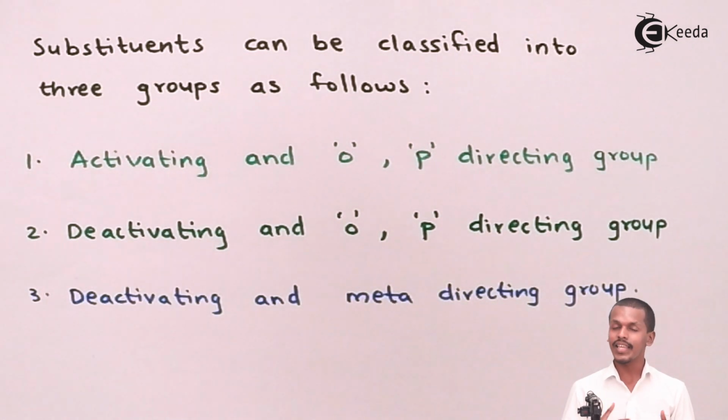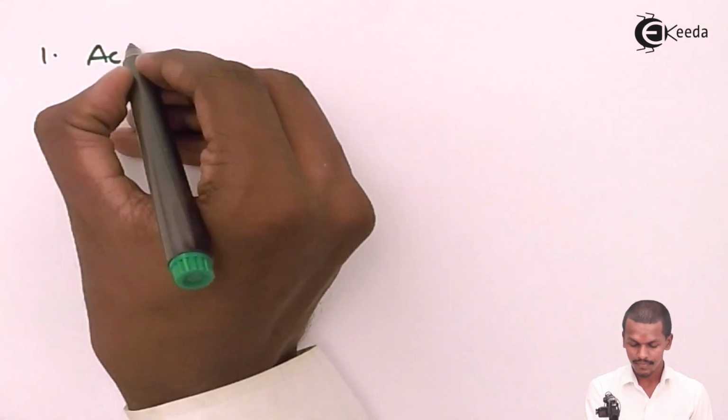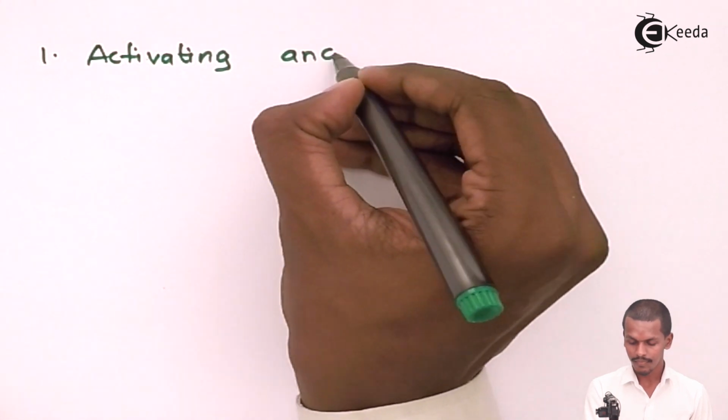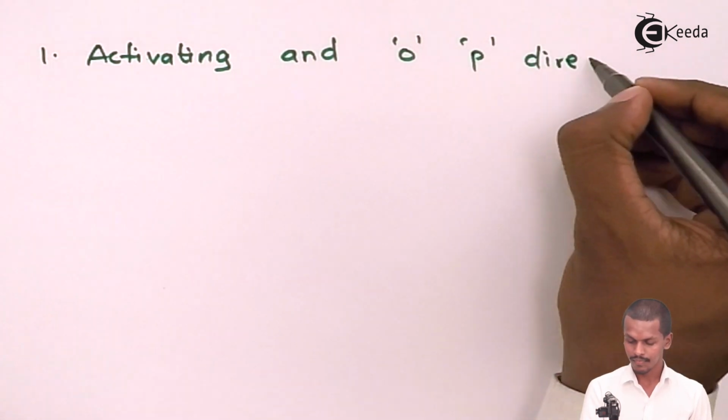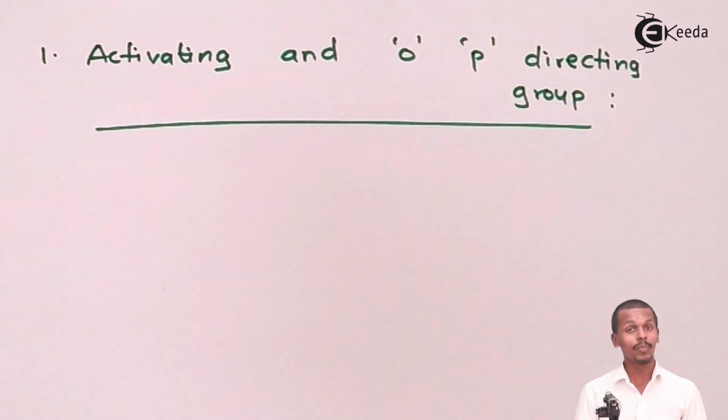So now let us talk about each one in brief and understand. Talking about the first one, the activating and ortho-para directing group: there are certain groups that will activate the benzene ring and therefore increase the reactivity of the benzene ring, or increase the reactivity of the product formed, that is, the monosubstituted benzene. So what are those groups? I'll give you a few examples over here.